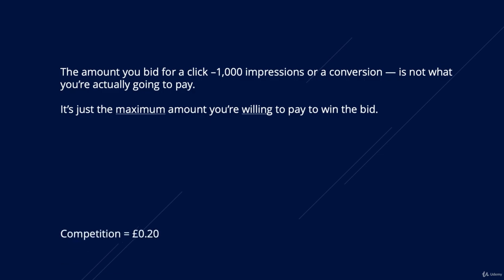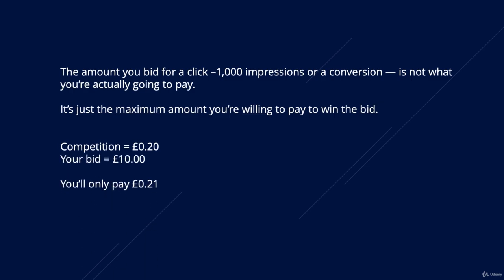That means if your competition has a bid of 20p and you have a bid of £10, then you'll only have to pay 21p because it's only 1 penny higher than your competition. Let's imagine Facebook has 3 available spots to display ads and there are 4 different advertisers all bidding for the same spots. Then this is how it would work out.